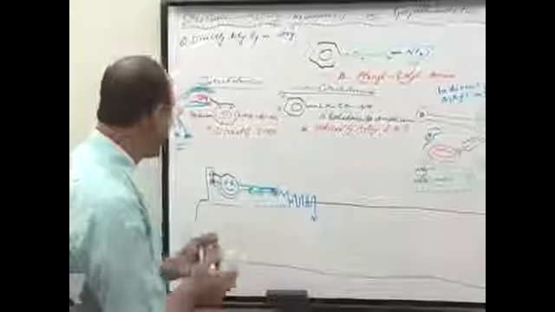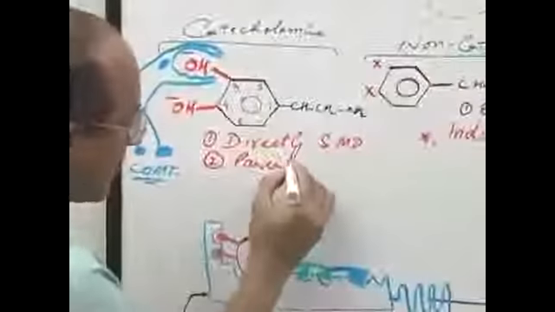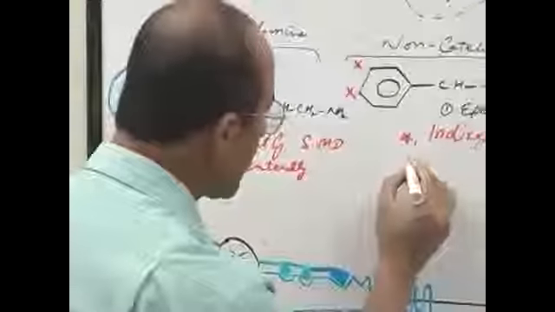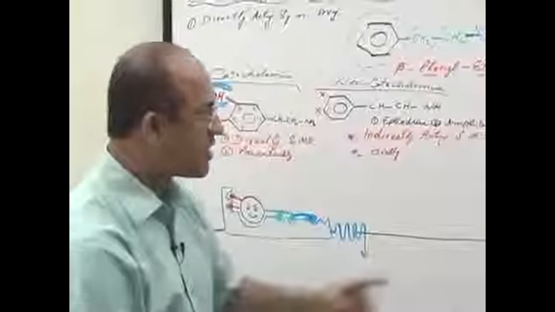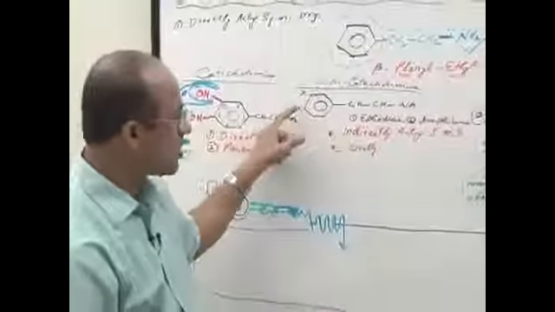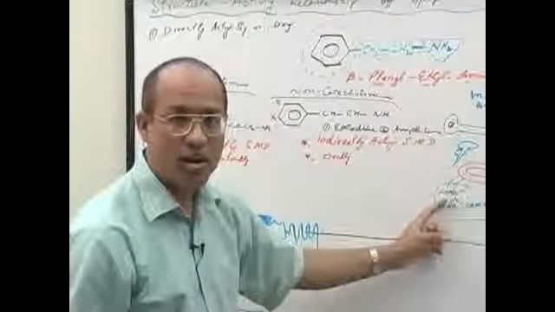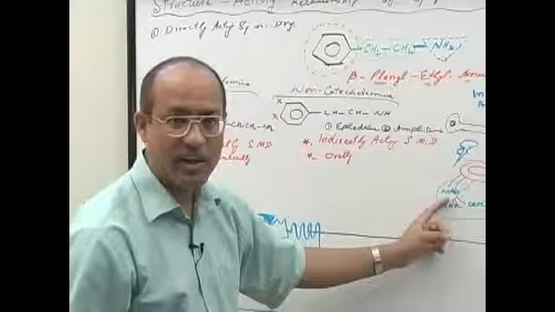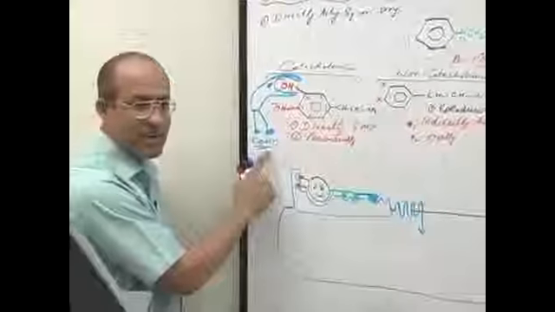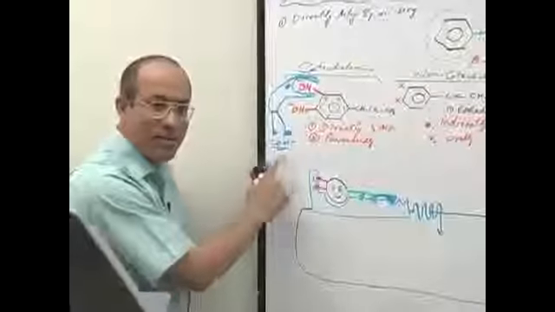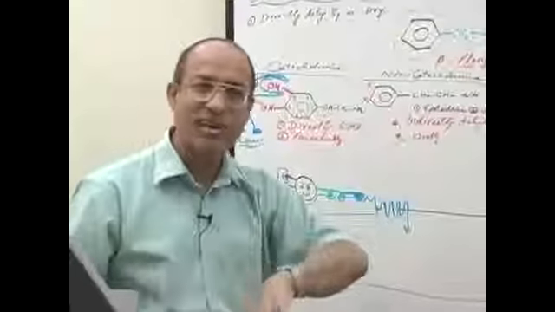This is the first thing, so write it here: catecholamines are given parenterally, and non-catecholamines are preferably given orally, because as they do not have these two hydroxyls, they will absorb better. And there is one more thing. Do you think this enzyme can attack non-catecholamines? No, because non-catecholamines do not have a catechol ring.